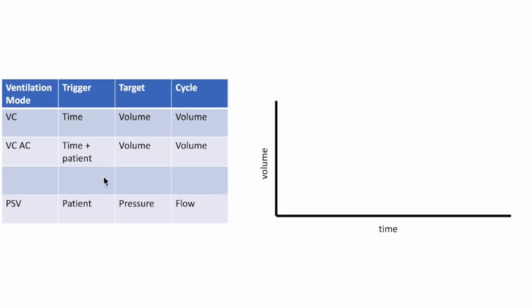And the other main setting you'll see is pressure support ventilation. And in this case, the patient triggers all of their own breaths, and there is no target volume. It's just a pressure goal. And this is a very useful setting for weaning patients from the vent. You can monitor the volume that they're able to achieve on their own and decide if they're ready for extubation.